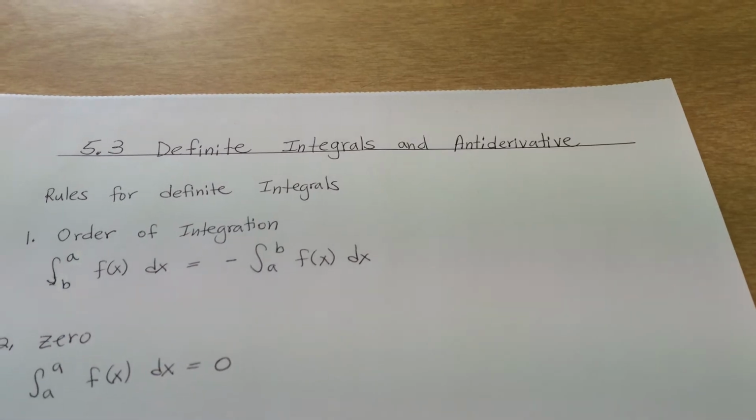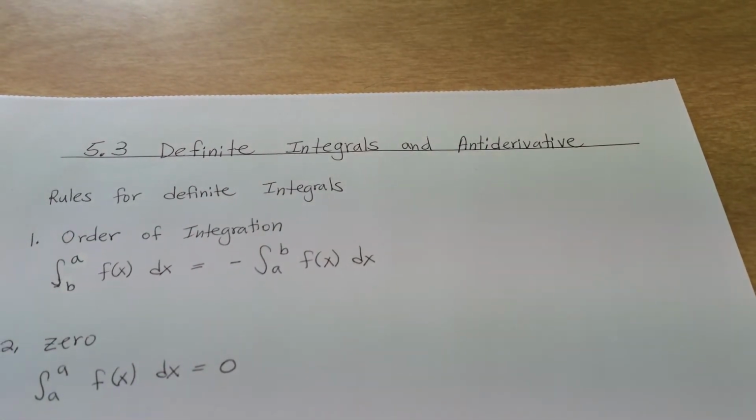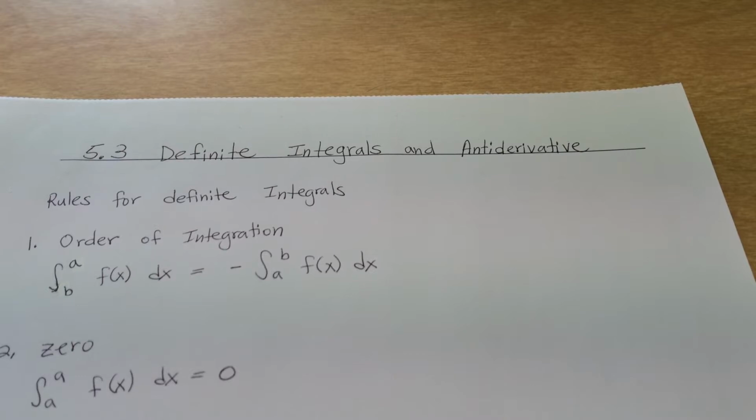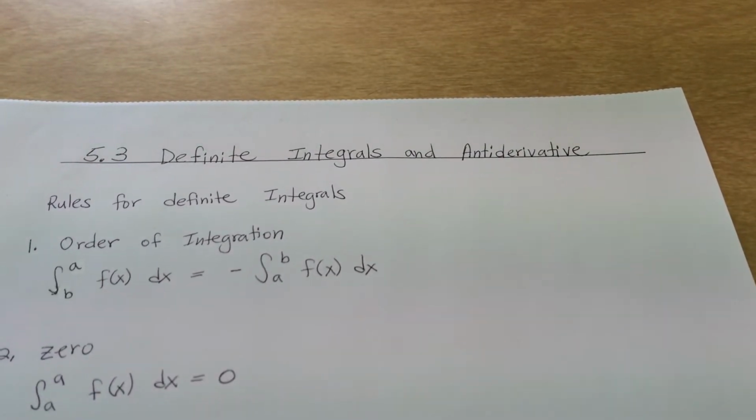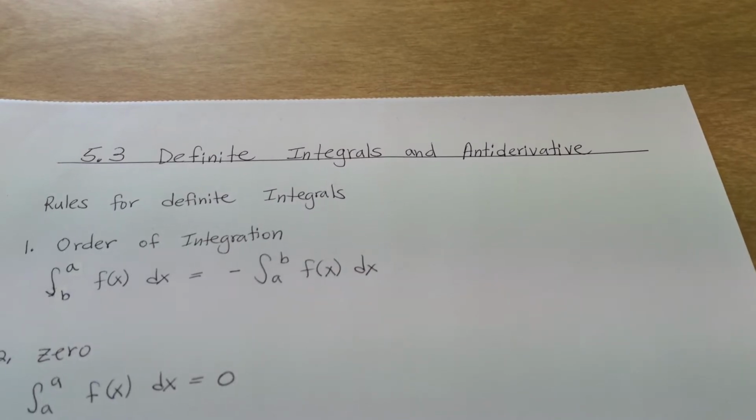On 5.3, definite integrals and antiderivatives. We call this antiderivatives because we're going to go the opposite direction from what we had with derivatives. But before we do that, there are 5 rules of the antiderivatives that we need to go over.